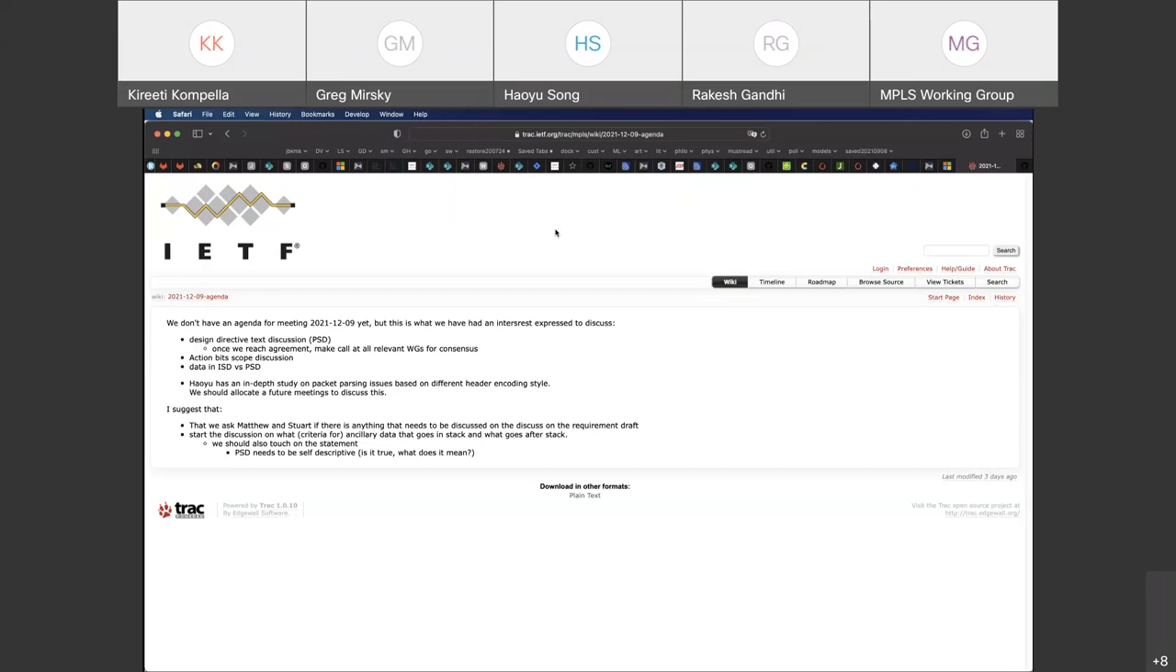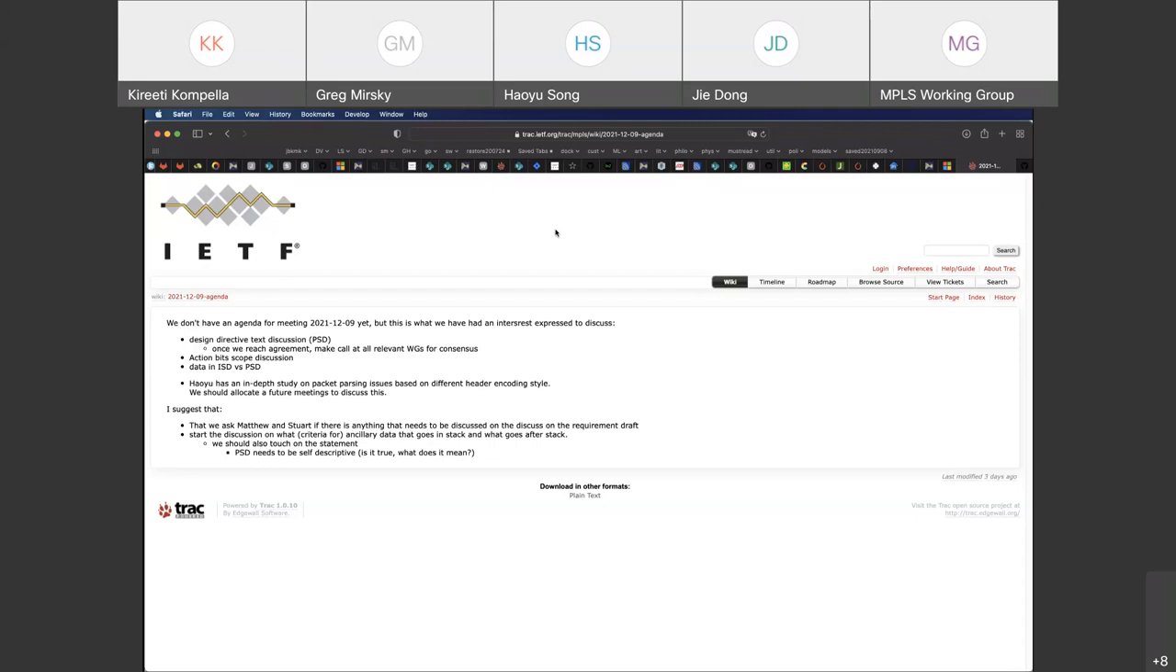Hi, Kriti. Yeah, I have one question about the in-stack data. You mentioned that you want to use it mainly for the hub-by-hub behavior, right? Sure, yeah. My question is, where will be the position of this in-stack data if you want to keep it for the hub-by-hub processing? You need close to the top label or closer to the bottom stack?